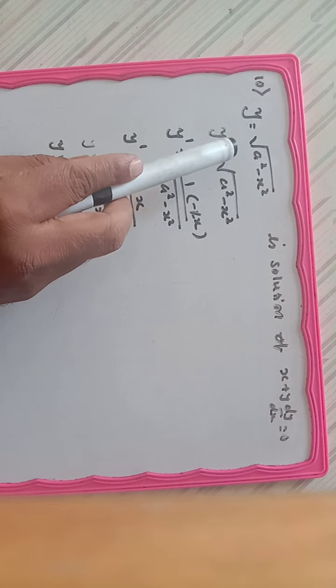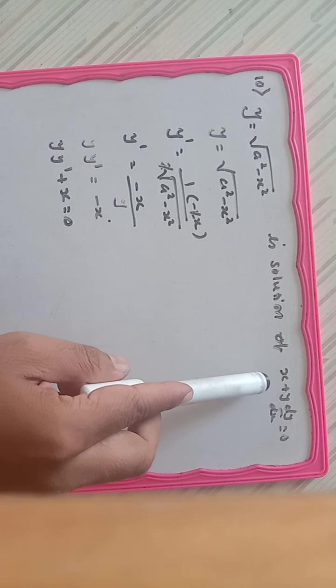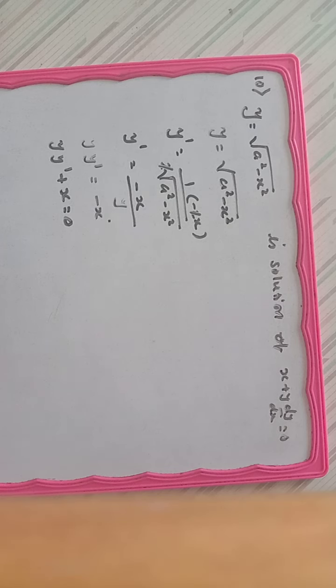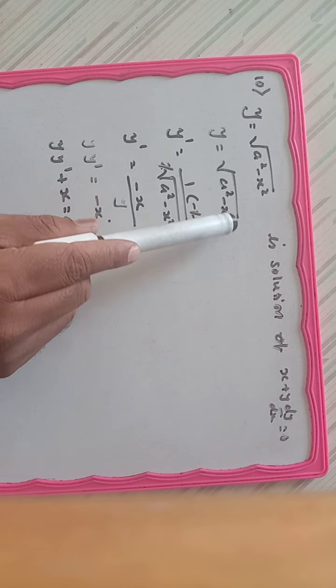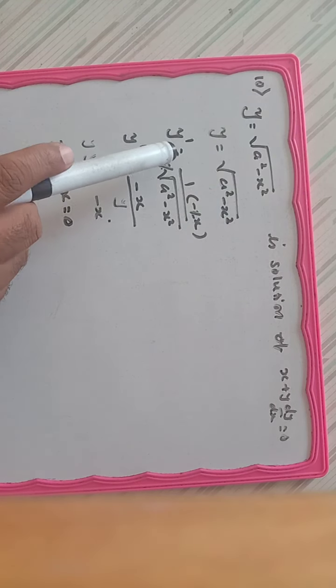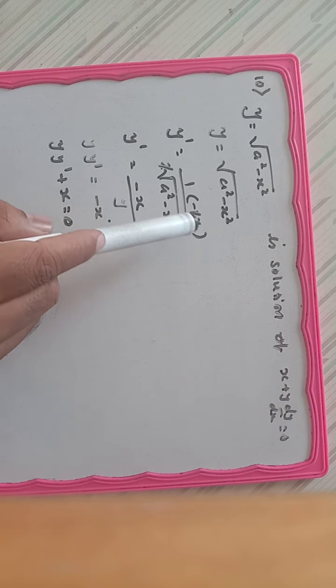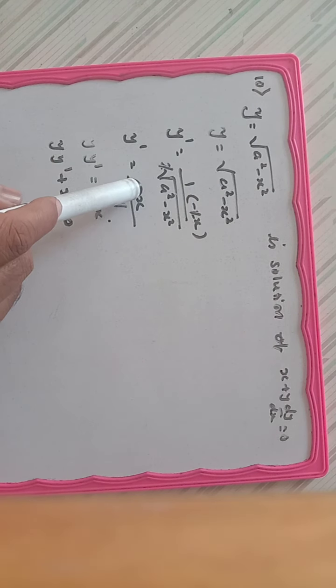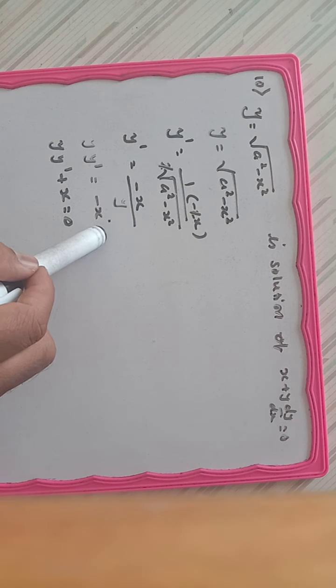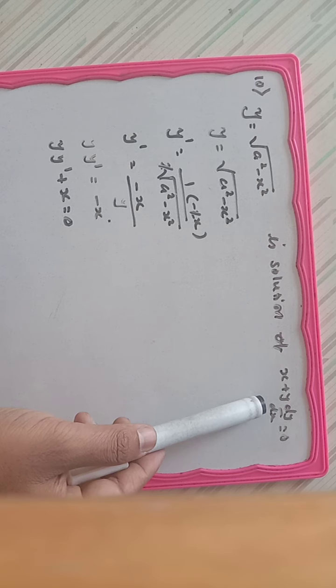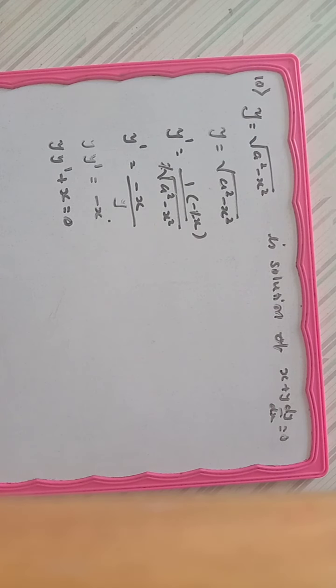Question 10: we have y equals under root a square minus x square is a solution of y' plus x equals 0. So y equals under root a square minus x square is given. So y' we can take 1 upon 2 under root a square minus x square times the differentiation of a square minus x square, minus 2x. So 2 cancels, minus x upon y. So y we take to the other side, y' equals minus x. And so y' plus x equals 0, which is the given differential equation. And so we can say that y equals under root a square minus x square is a solution of y' plus x equals 0.